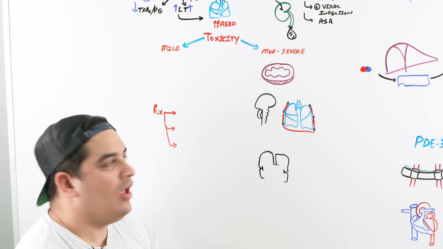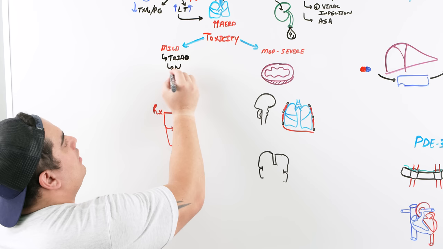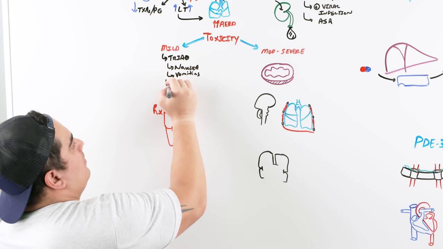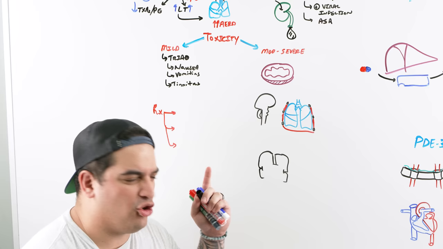Some of the mild side effects that aren't really bad, you can remember as a triad. There's always these dang triads, but it's usually nausea, vomiting, and tinnitus, so ringing in the ears. This is usually the triad, and this is usually mild. It's not going to require any kind of aggressive treatments.